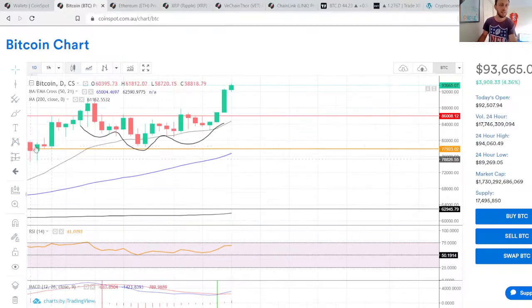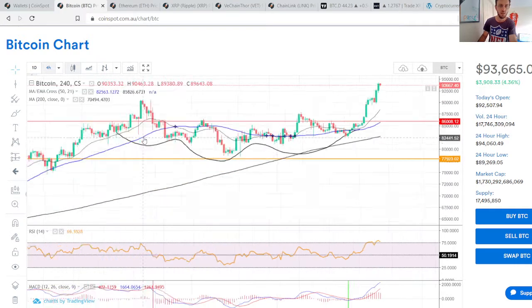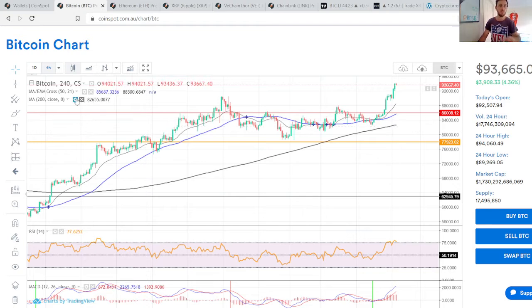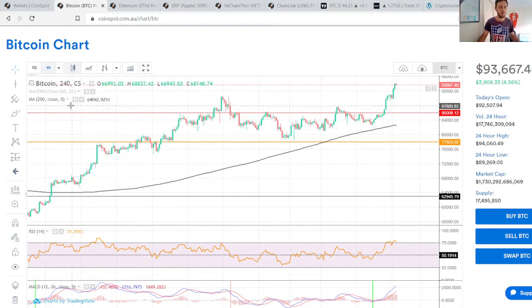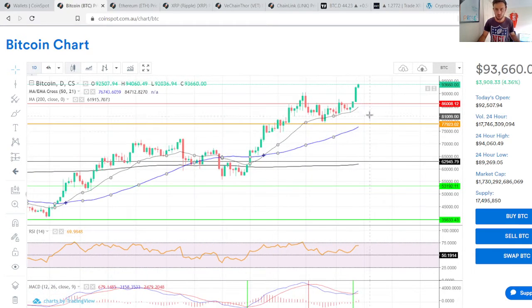So how could we have played this if we were trading? We zoom into the 4-hour chart. You see it a little bit better. Get rid of those squiggly lines. We're not watching the 50 and the 21 on the 4 hours. We're watching the 200, which is at 82 grand. And if we go back on the daily, what's at 82? The 21. Okay, and the 50.